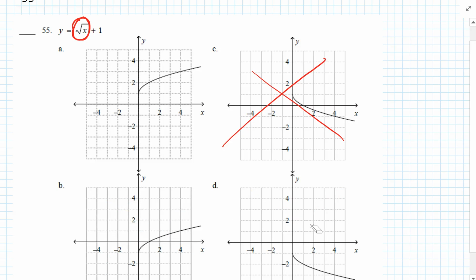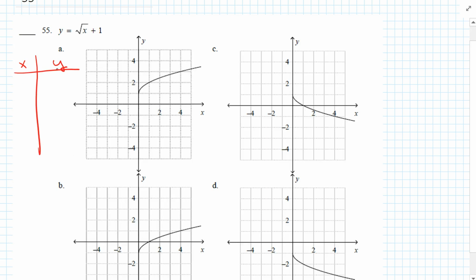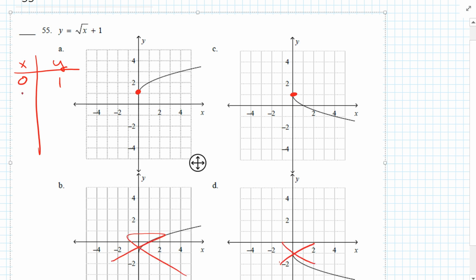But let's say you didn't know that. What do we do next? Well, we should remember the parent function of a square root looks like that. But we don't know that either. So just plug and chug. When x equals 0, y is 1. So that one's in the game. That one's out, that one's out. When x equals 1, y would equal 2. He's in the game. He's out. He's out. He's out. Answer is A.